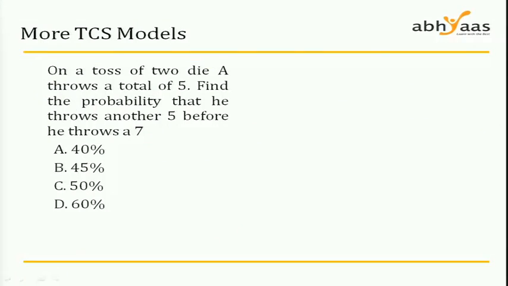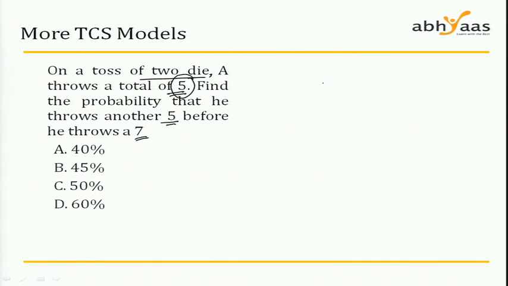Now this is a very nice one. On a toss of 2 dice, A throws a total of 5. Find the probability that he throws another 5 before he throws a 7. Now what is happening here? On a toss of 2 dice, A throws a total of 5. Find the probability that he throws another 5 before he throws a 7.